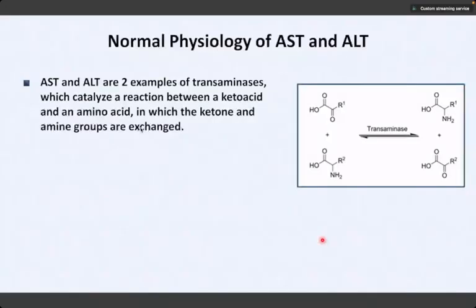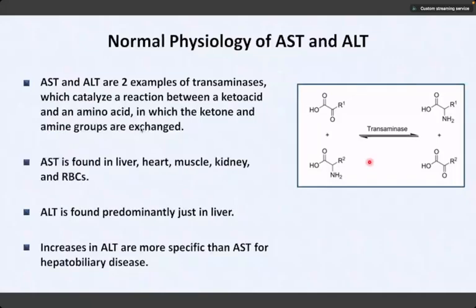It's important for us to understand the physiology. So AST and ALT are 2 examples of transaminases, which catalyze the reaction between a keto acid and an amino acid in which the ketone and the amine groups are exchanged. Now, AST is found throughout the body, particularly in the liver. You also have it in other places like the heart, the muscle, the kidneys, the red blood cells. So it doesn't only live in the liver.